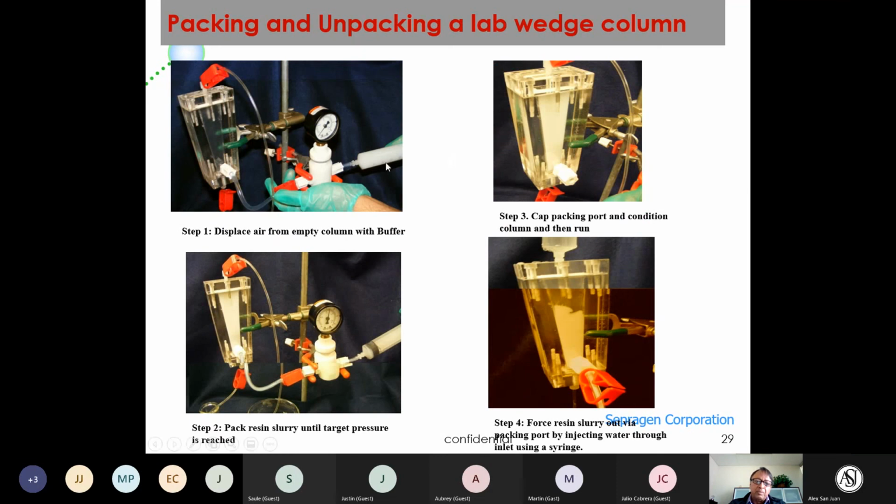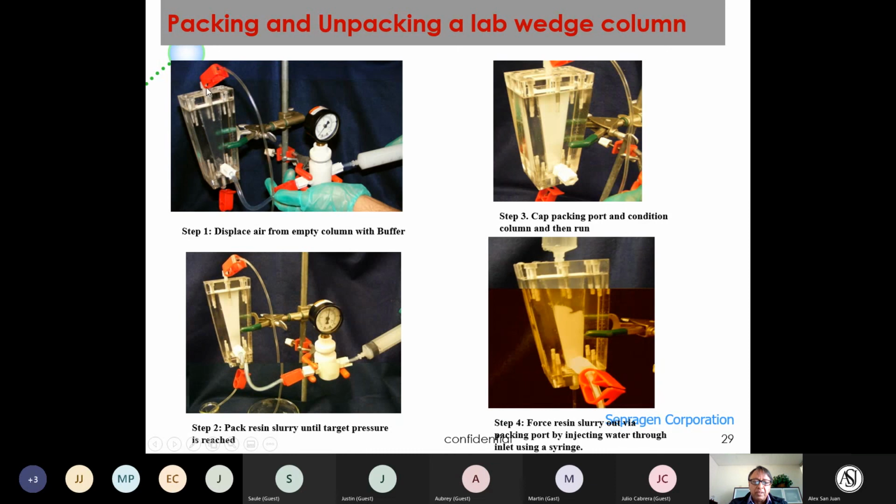And this is packing a wedge column. Again, if you start working with us, we can initially pack the resin. We'll make sure that your HETP and asymmetry is fine, and all you do is plug it in. But in reality, it's very simple to pack these columns. Here's an example of a little pressure gauge, even a syringe. There's a 20 ml column.